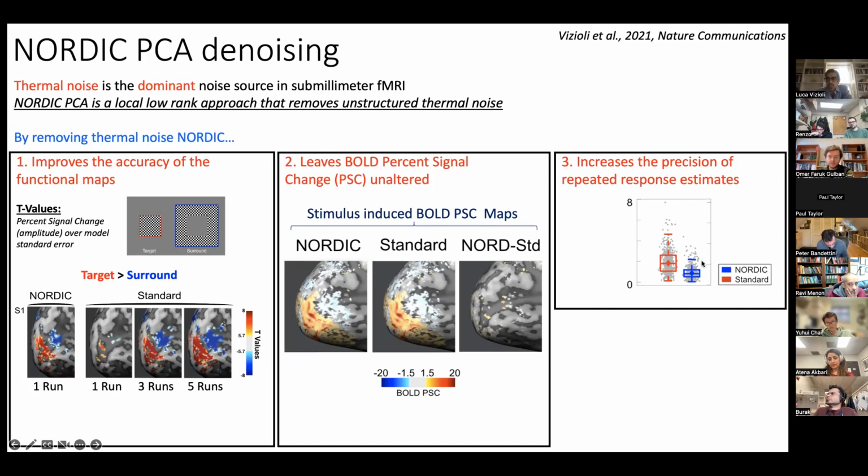Each single dot represents a voxel within the retinotopic representation of the target, and what I'm plotting is the standard deviation of the single block estimates for NORDIC in blue and standard in red. We can see that these are significantly smaller for NORDIC than standard, indicating that the precision of this response estimate is higher for NORDIC than standard.